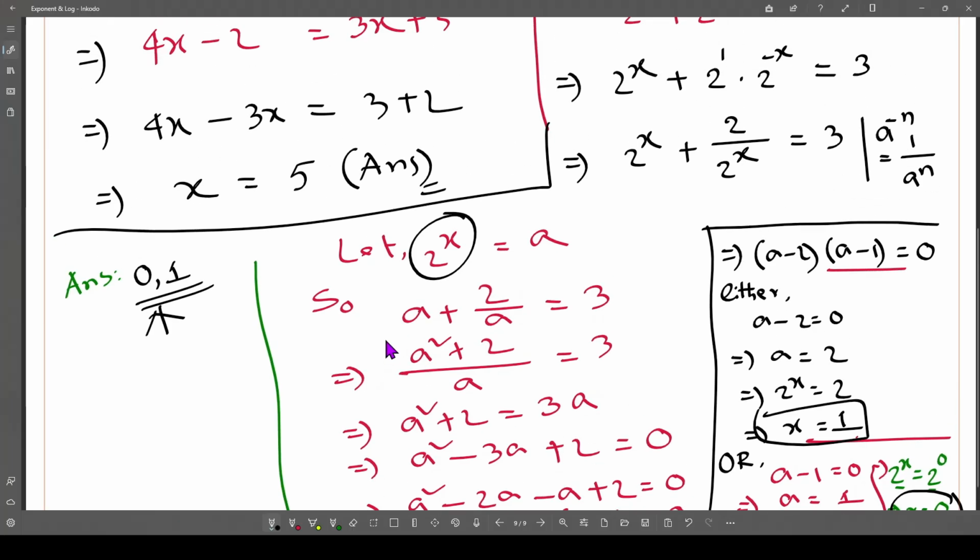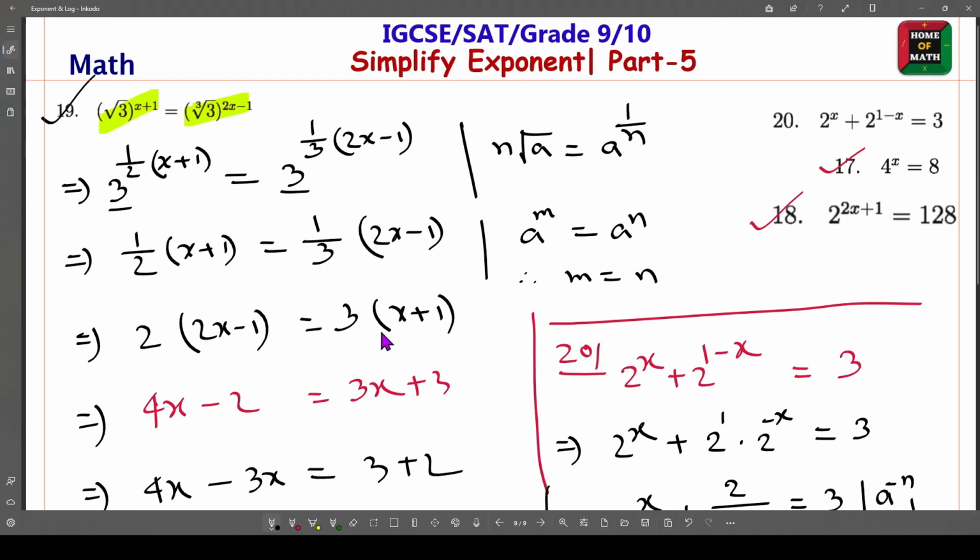So in this video I will not continue anymore. We tried to solve 4 math questions based on simplifying exponents, which is very important for examinations.